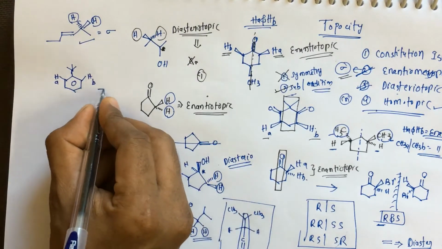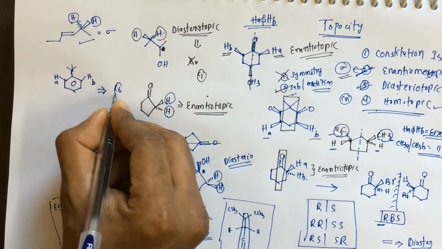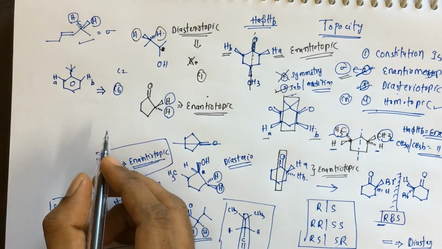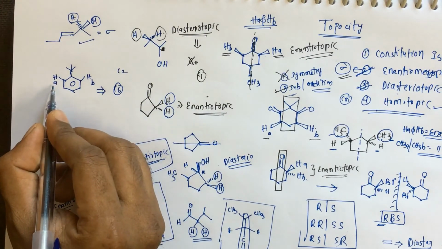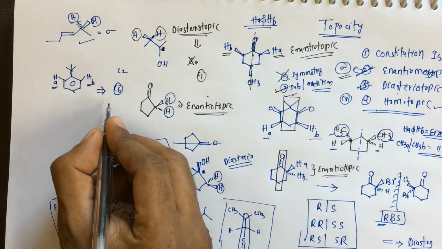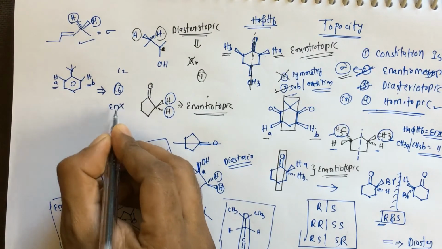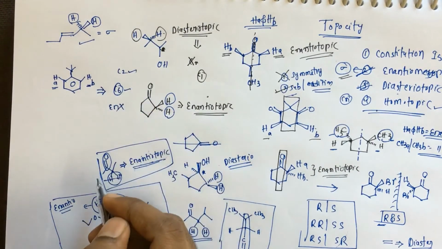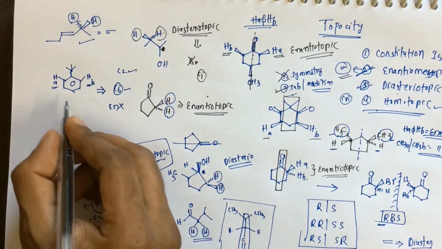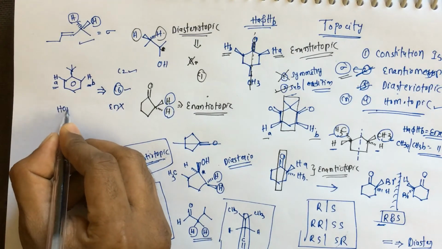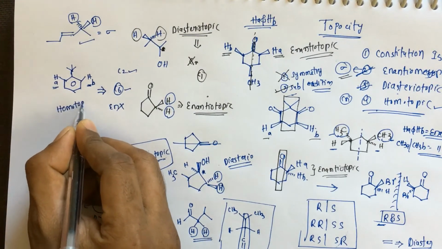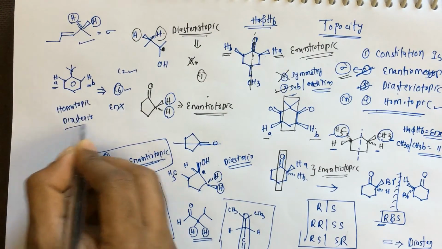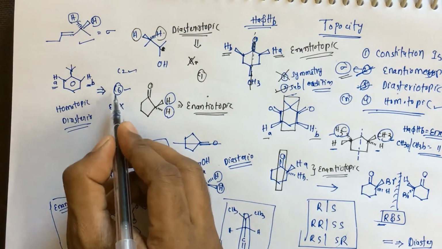What is the relationship between these two? We know that benzene has C6 symmetry, and C2 is also there. Because of that, if they are asking about hydrogens on the benzene, you can rule out the enantiotopic relationship, because Cn axis symmetry is there. So it can be either homotopic or diastereotopic. Only these two options are left.